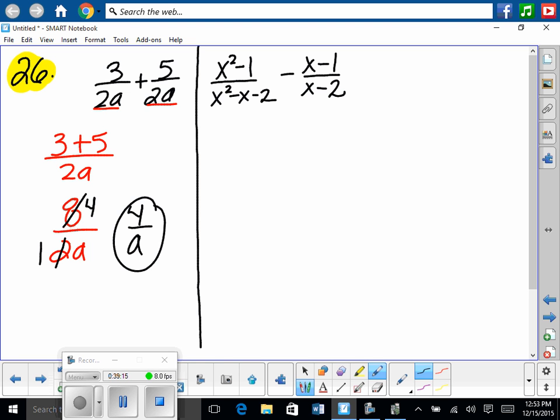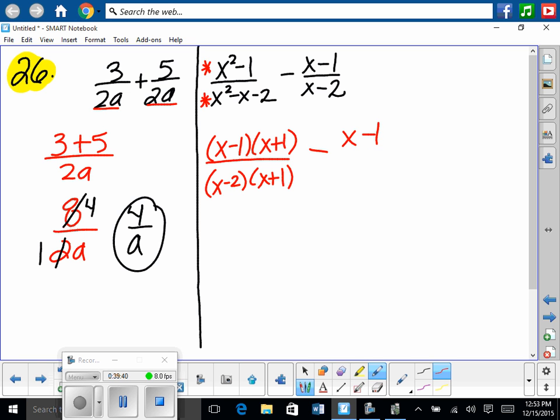On this next one, to be able to add or subtract fractions, you have to have a common denominator. To know a common denominator, we have to factor. So I'm going to factor that. If you factor it, it becomes x minus 1 times x plus 1. Make sure you push pause, factor it yourself. If you go off of just taking my word for it, you didn't practice it. That factors to be x minus 2 times x plus 1. And then we're subtracting x minus 1 over x minus 2. So the first thing is get a common denominator. This one has an x minus 2, it has an x plus 1. This one has an x minus 2. It needs an x plus 1. So I'm going to multiply the top and bottom by x plus 1.